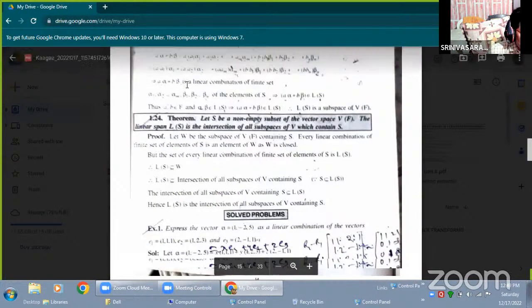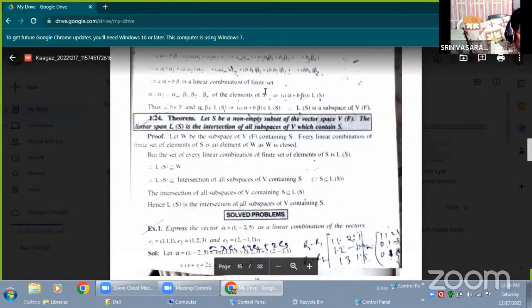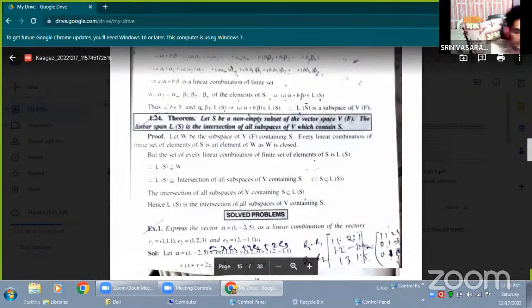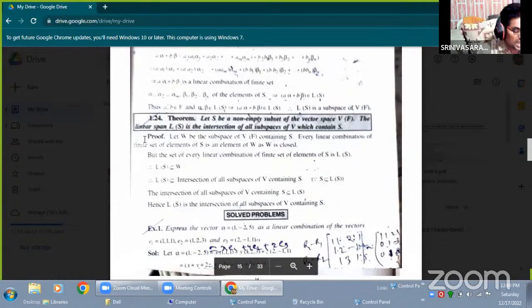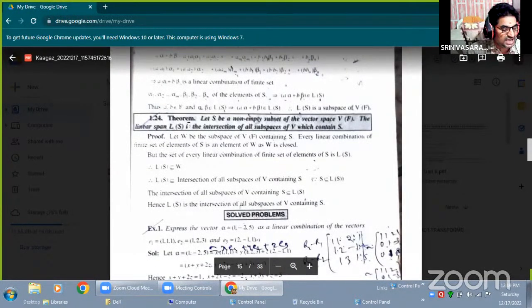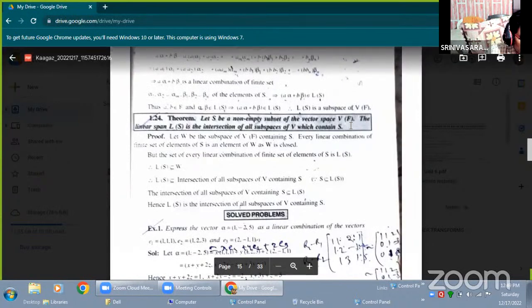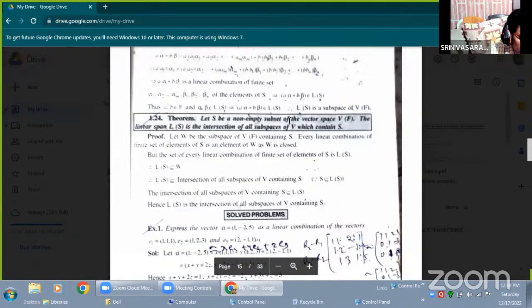Therefore, a alpha plus b beta is a linear combination of a finite set. Those alpha values and beta values are elements of the subset. The subspace condition is that a alpha plus b beta belongs to L(S). Here a and b are any field elements, and alpha and beta are any vectors in the linear span L(S). That's why the linear span is a subspace. That is a very simple theorem of linear span.